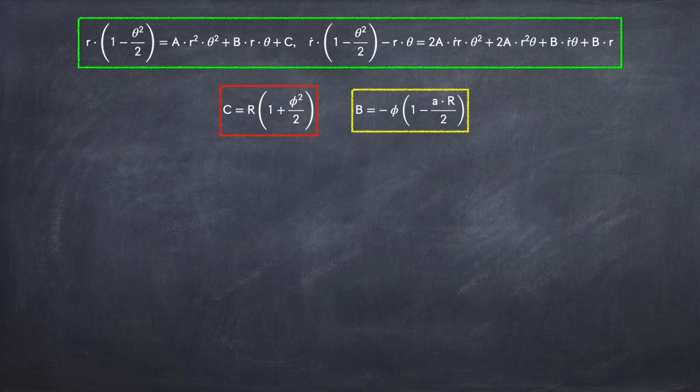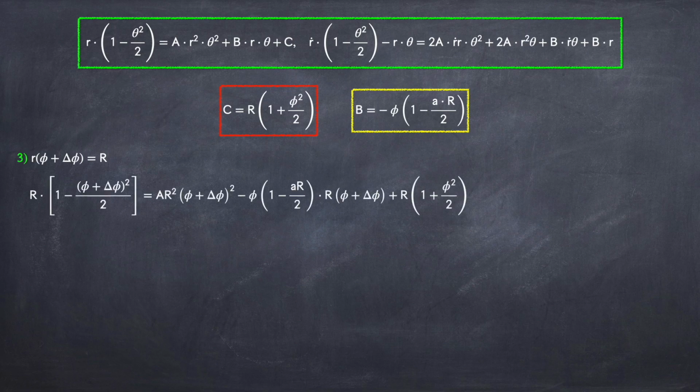The third boundary condition says that R at the horizon is equal to the radius of the Earth, and the angle is going to be phi plus delta phi. So, in this equation, everywhere we see little r, we plug in capital R, and everywhere we see theta, we plug in phi plus delta phi. And remember, now we know what b and c are. So this gives us this fairly long expression. But don't worry, it's going to simplify quite a bit.